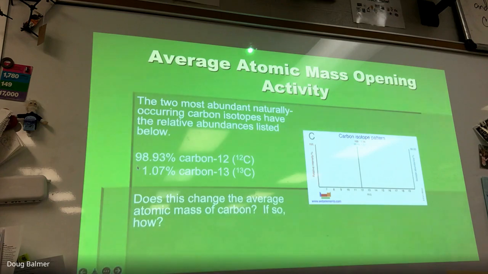So would you agree you would have to take 0.9893 times 12 plus 0.0107 times 13? Chuck that in the calculator real quick, see what you get. The weighted average of carbon should be what? Probably just a smidge over 12. 0.9893 times 12, 0.0107 times 13.